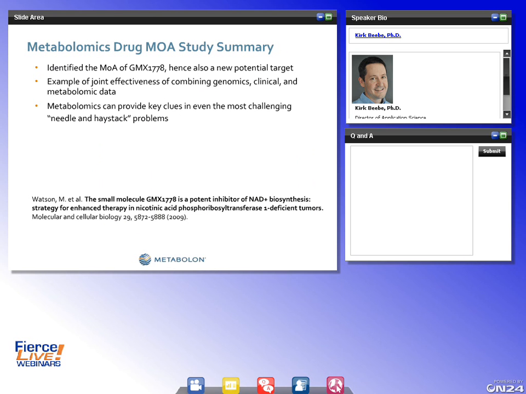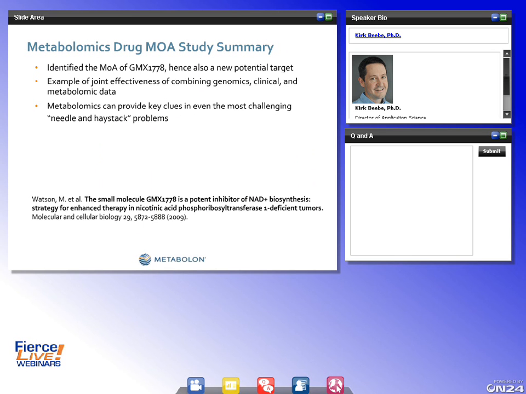And there are several companies that are now pursuing that target, combining with genomics and clinical data to figure out the best way to use or exploit that target. So it's a really nice example of the joint effectiveness of using metabolomics, genomics, and clinical data. The other thing, and really the main take home here, is that this is just a great example of how using this tool it can take on some of the even more challenging, kind of quote, needle in a haystack problems. And this was published by Geminex Pharmaceuticals and collaborators at Metabolon in Molecular and Cellular Biology, and there's a lot more detail within that paper.